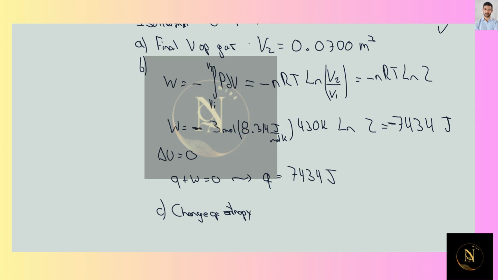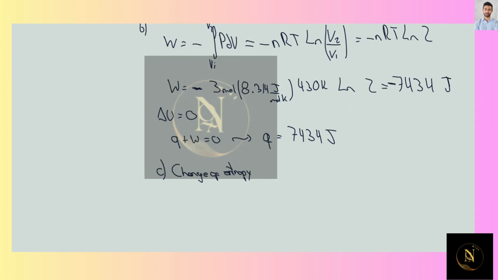In this case, the change of entropy would correspond to the reversible heat divided by the temperature at which this occurred. The heat for the reversible process in which we're dealing with this isothermal expansion is 7,434 joules, divided by the temperature, which is 430 Kelvin, which gives us 17.288 joules per Kelvin.